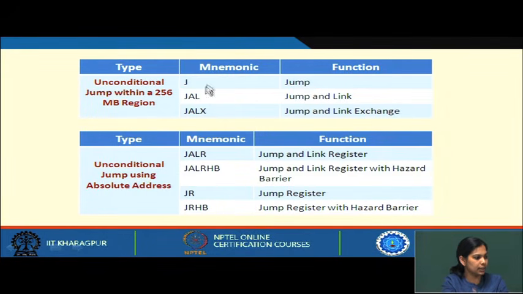So, in this context, we have some instructions. This is unconditional branch, jump and link exchange, and these are some unconditional jumps using absolute address. So, jump and link register with hazard barrier. You will be seeing some of these instructions when you study pipelining in the course of time.